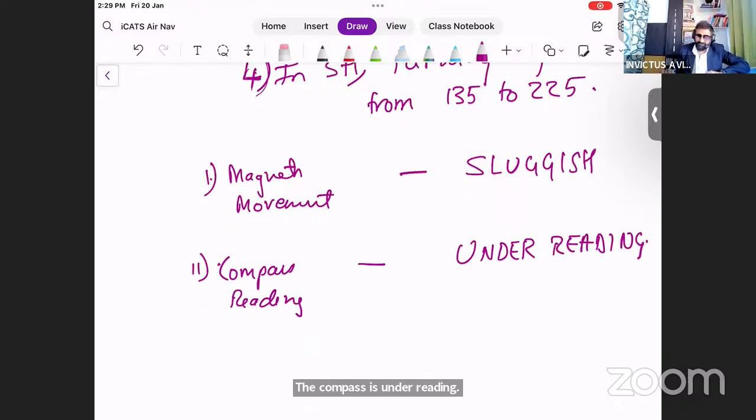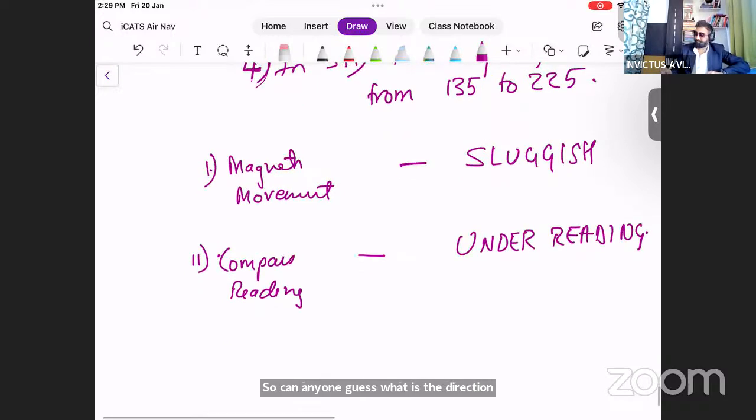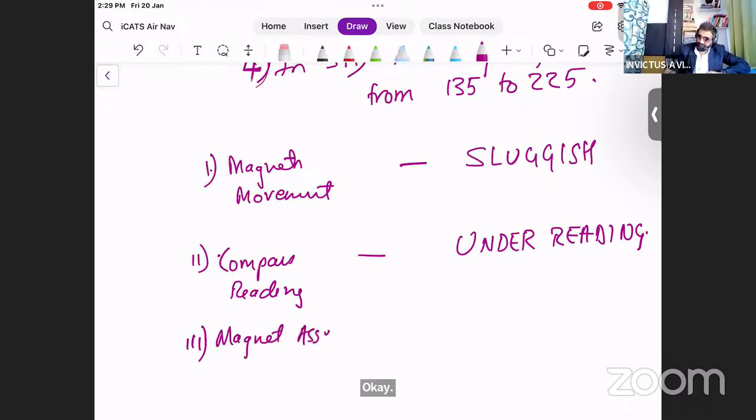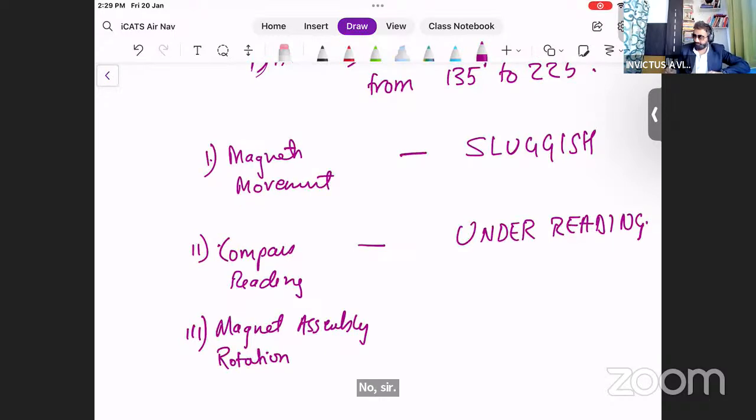So can anyone guess what is the direction of rotation of magnet assembly or the compass card, clockwise or anti-clockwise? Clockwise. Clockwise, sir. Yes, very good. चेतन आपने दिया था क्या लास्ट आंसर? कि श्रीधर ने दिया था? No, sir. गुलशन, प्रेरित. प्रेरित, very good.